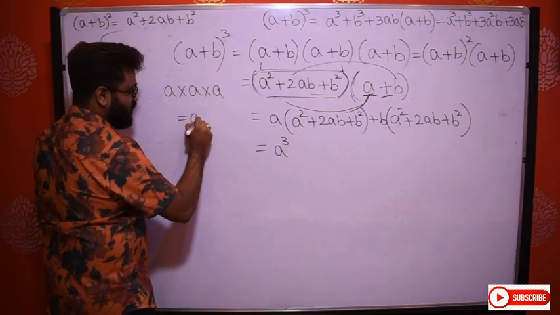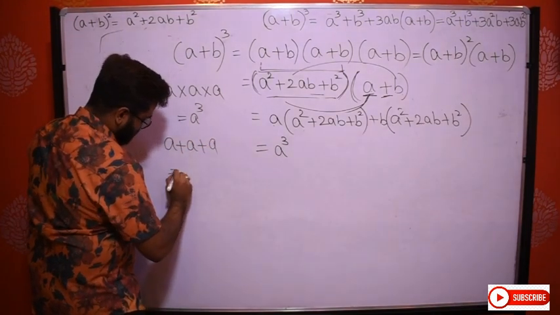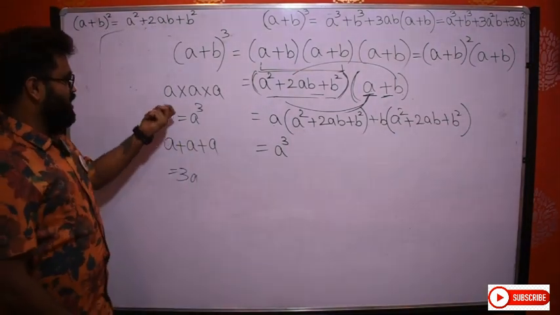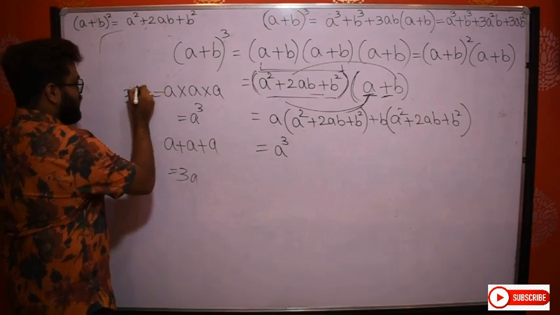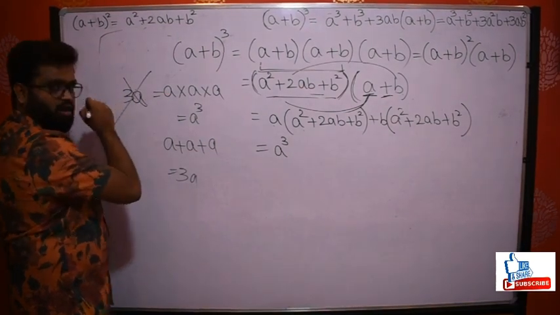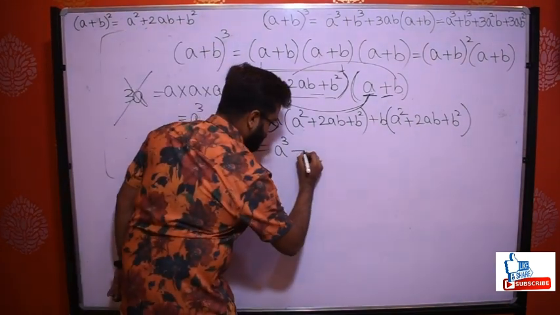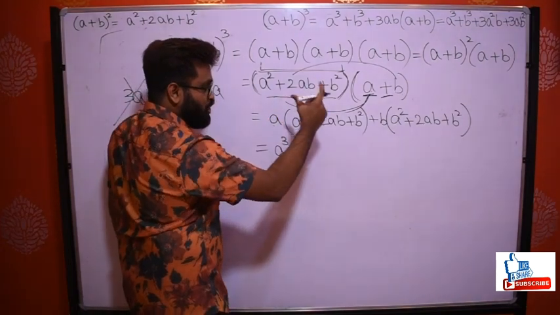So a·a·a is a cube. If it is a plus a plus a, it is 3a. But this is where all the students get confused with the basic rule. When they are multiplied, some students will write 3a. So this is totally wrong. a into a square is a cube, plus.